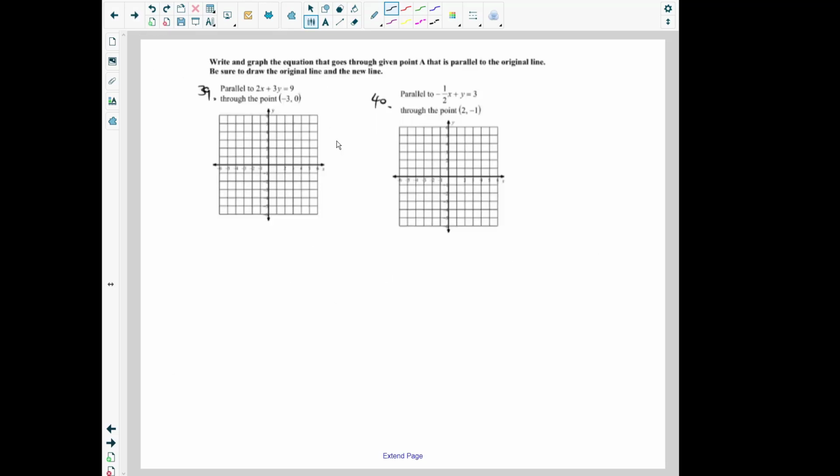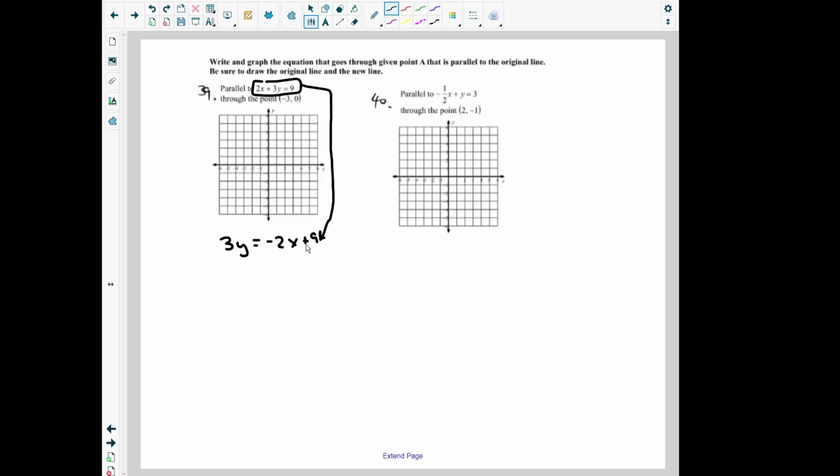Okay. Write a graph and equation that goes through the given point A that's parallel to the original line. Now the problem is this isn't in a form where I can see the slope, so I'm going to change this to be slope intercept form. So I'm going to subtract 2x from both sides. Notice I want to keep it in the front because that's closer to the right form.